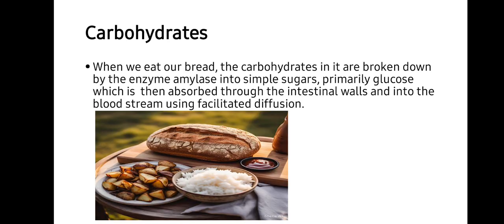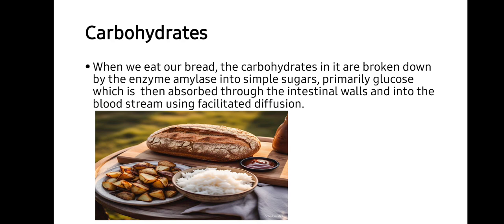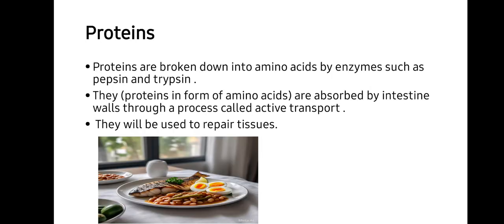We're going to start with carbohydrates. When we eat our bread, all the food that contains carbohydrates is broken down by the enzyme amylase into simple sugars, primarily glucose, which is then absorbed through the intestinal walls and into the bloodstream using facilitated diffusion. You can see these types of food contain carbohydrates: bread, rice, potatoes.